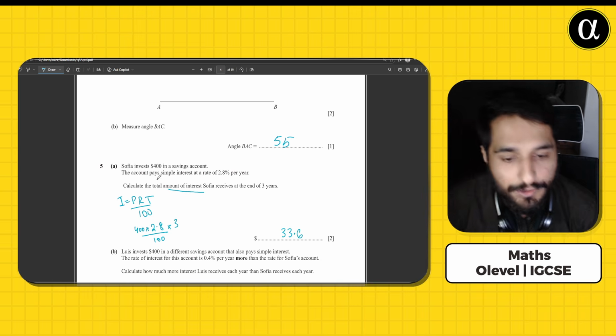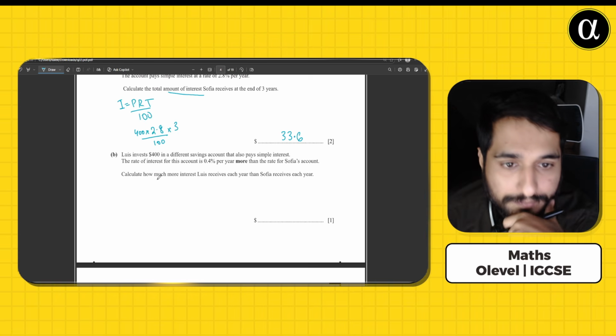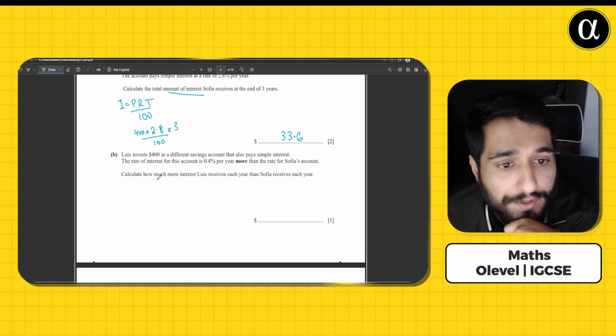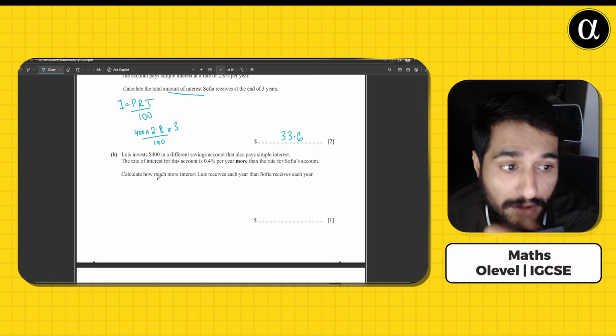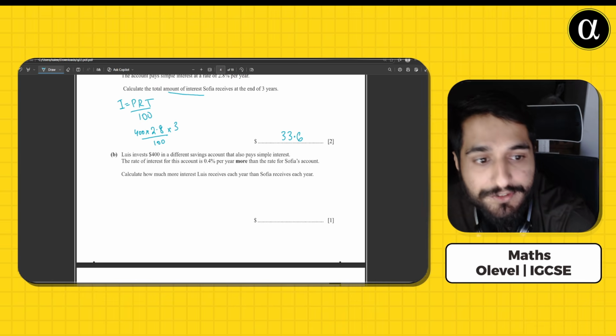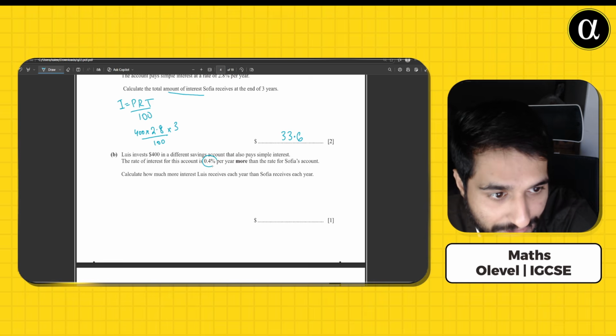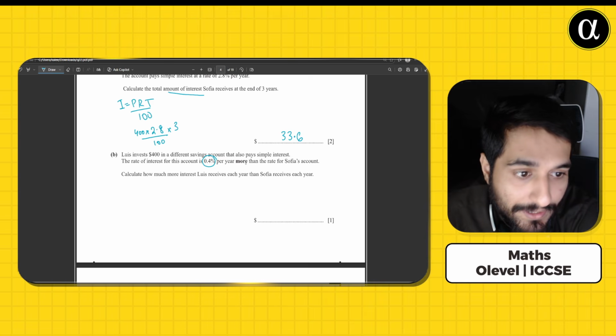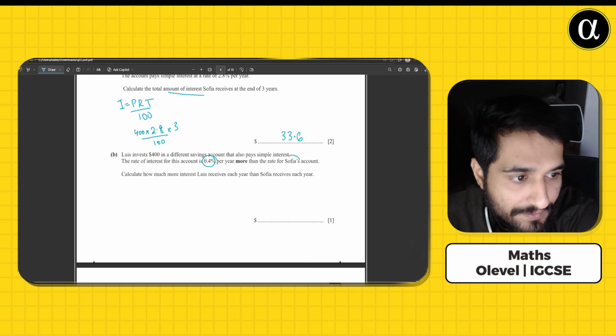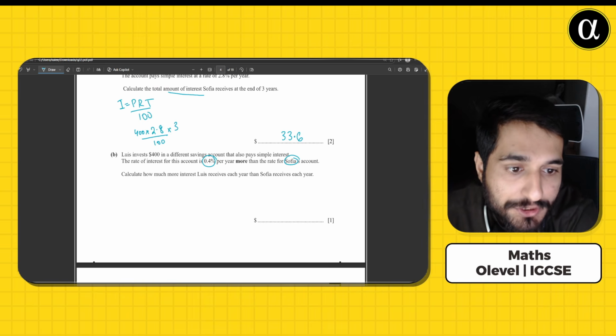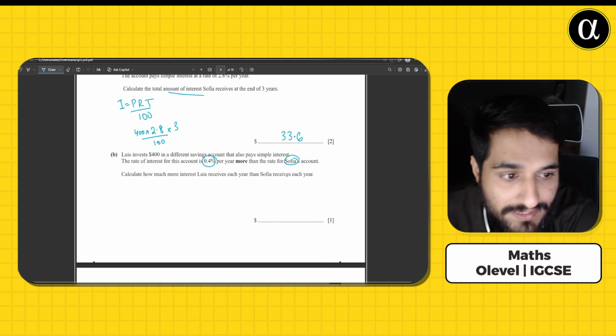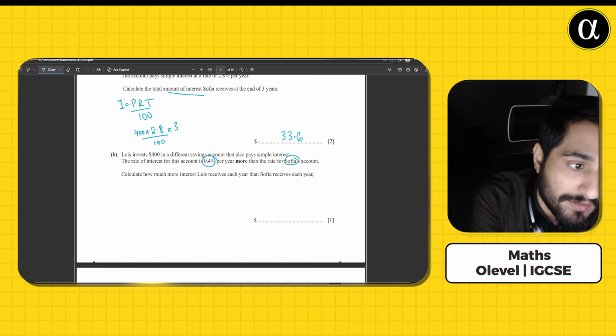Now this was the amount of interest. Part B says that Lewis invests $400 in a different savings account that also pays simple interest. The rate of interest for this account is 0.4 percentage per year more than the rate of Sophia's account. Calculate how much more interest Lewis receives each year than Sophia receives each year.